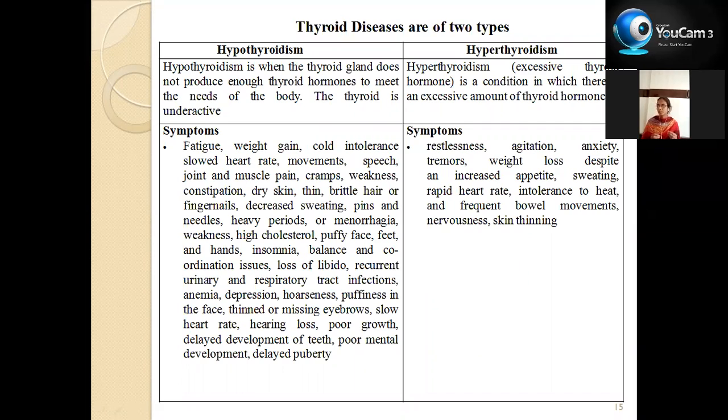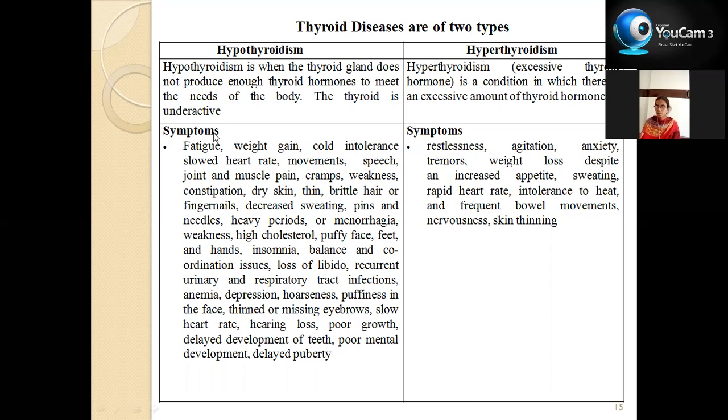Thyroid diseases are of two types, that is hypothyroidism and hyperthyroidism. In hypothyroidism, the thyroid gland does not produce enough thyroid hormones to meet the needs of the body. So it does not produce the required amount of the thyroid hormone. In hyperthyroidism, the thyroid gland is overactive, and it will produce an excess amount of thyroid hormone, more than our body requires. Hypo means it does not release enough of the thyroid hormones. Hyper means it releases more of the hormones than what we require.